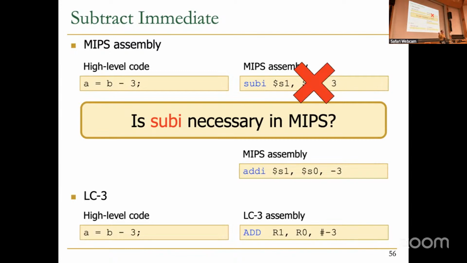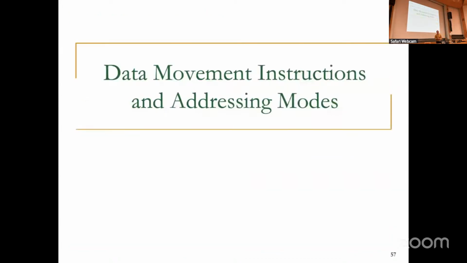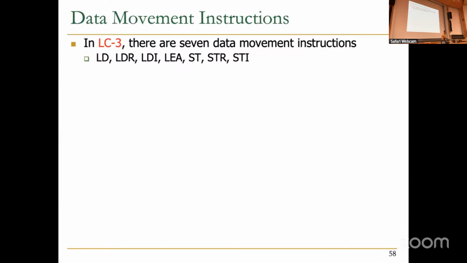Now, you can generalize this to much more complicated instructions. Now let's talk about data movement instructions. We're going to deal with accessing memory, and we're going to complicate things more because this is going to add more addressing modes. Because how do you address the location of the data that you want to get to? So in LC3, there are actually 7 data movement instructions. We're going to see essentially all of them. We're going to focus more on the loads.